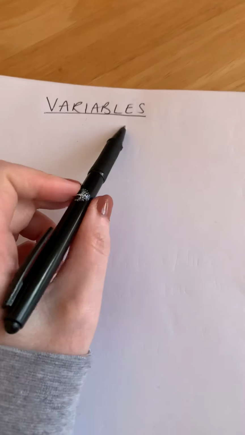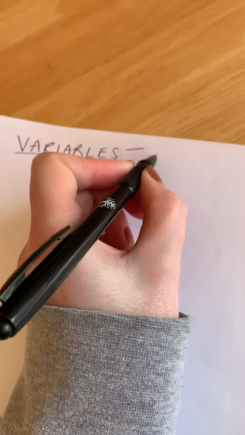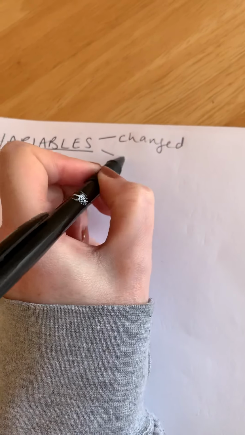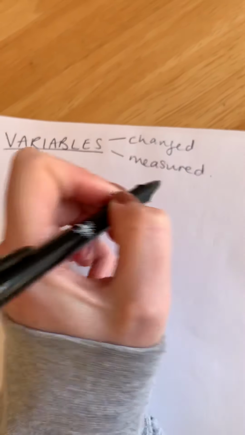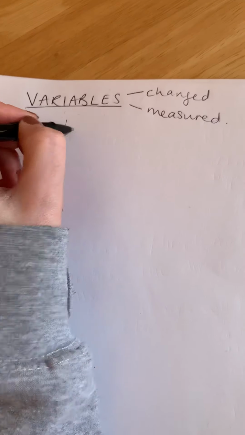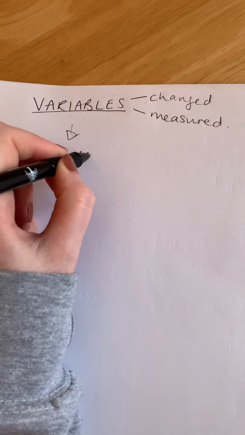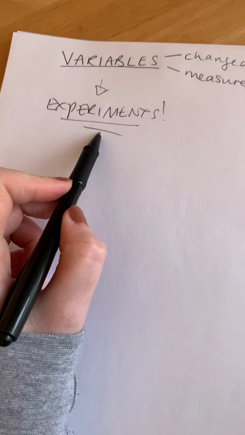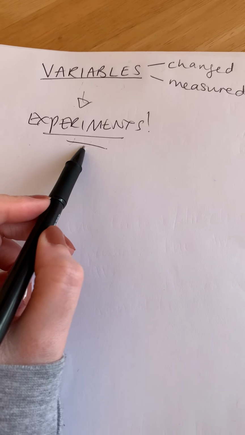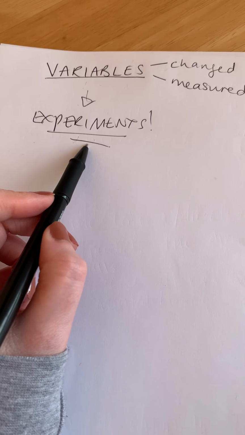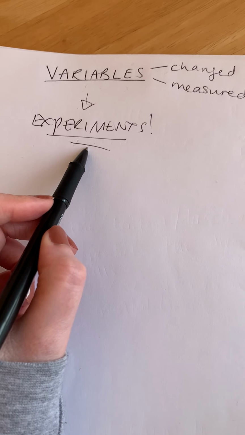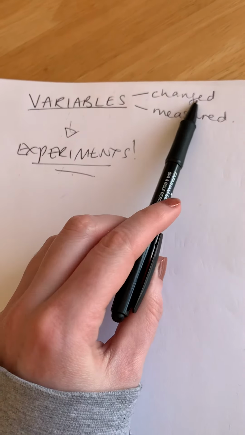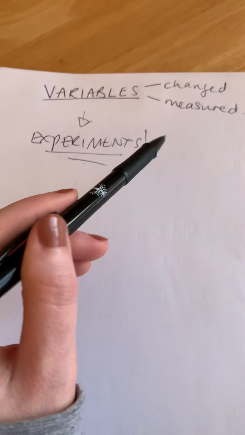So variables. What is a variable? A variable is something that is changed in an experiment or something that is measured in an experiment. So as I keep saying, these variables only apply when we are doing experiments. If you were doing a non-experimental method, so something like a questionnaire or something like a correlation or a case study, you wouldn't have variables because you're not changing and manipulating the setup in any way.